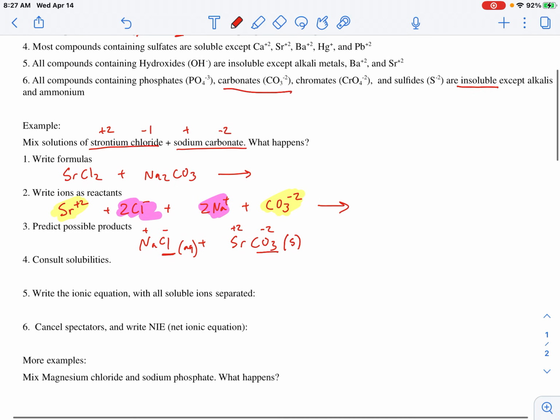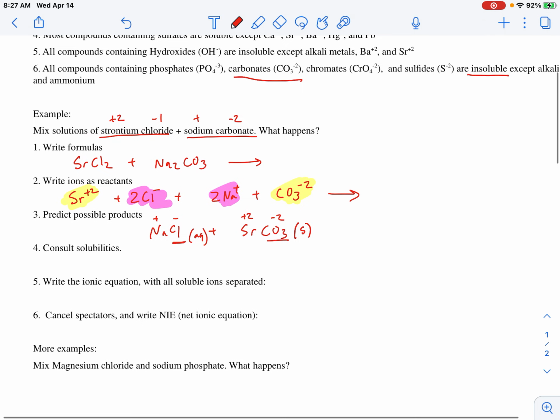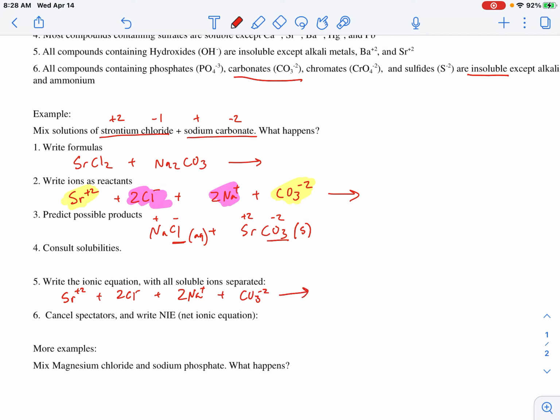So, write the ionic equation. So the ionic equation is going to include all ions except, we're going to leave the solid intact. So, Sr2+, 2 chlorides, 2 sodium ions, a carbonate ion, and our products were sodium ions again, chloride ions again, and SrCO3, which we said was insoluble.